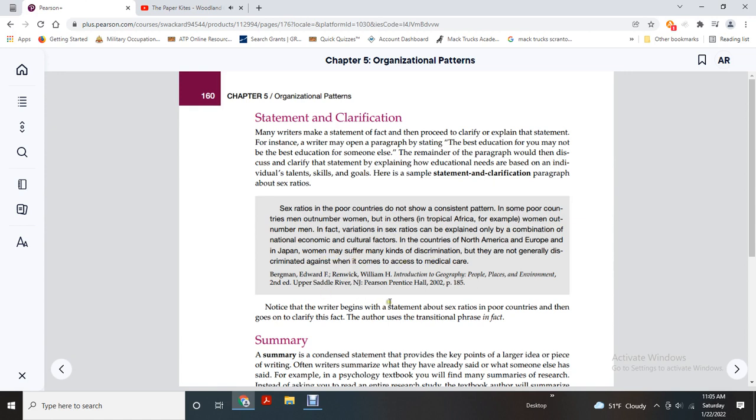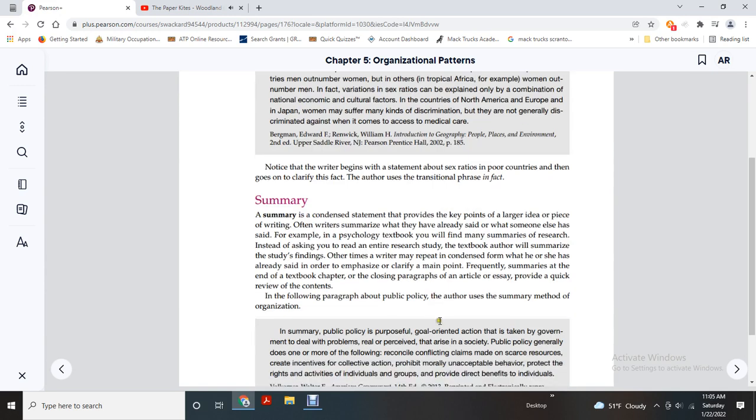Note that the writer begins with the statement about sex ratios in poor countries, then gives clarification of the fact. The author uses the transitional phrase, in fact.